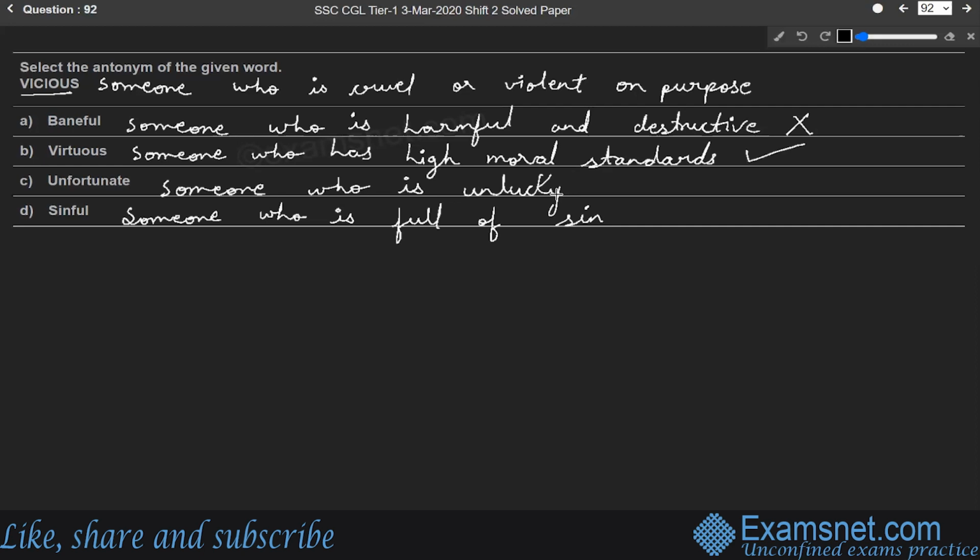But let us have a look towards other words too. Unfortunate means someone who is unlucky. It has no relation with the word vicious, so it is wrong. Next is sinful, means someone who is full of sin. See, if a person is cruel or violent, then he or she will be full of sin. So it is related to the word vicious, but the meaning is same. So it is also an incorrect option. We need to find the option that has the opposite meaning. And the option that has the opposite meaning is option B, that is virtuous. So the correct option for this question is option B.